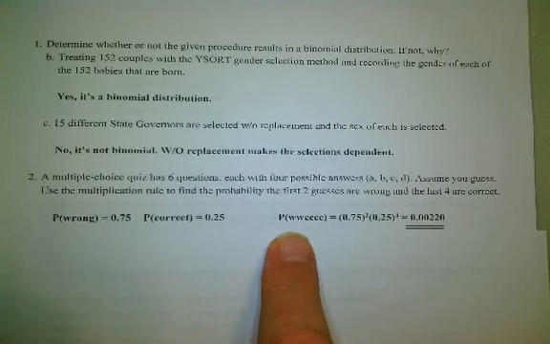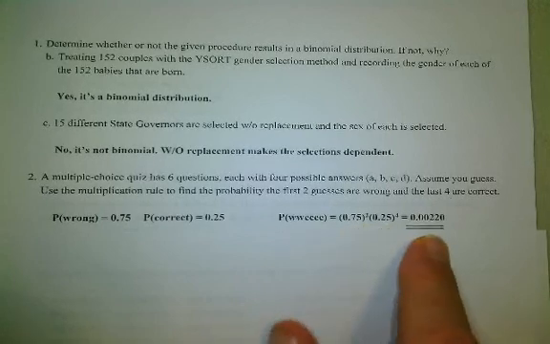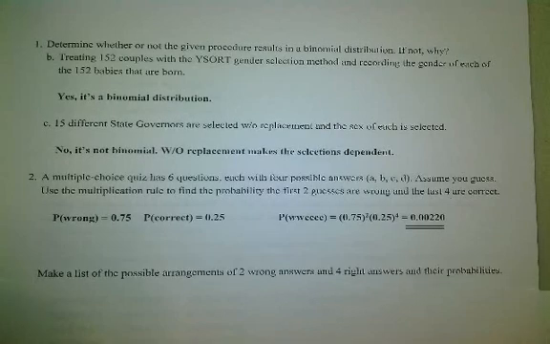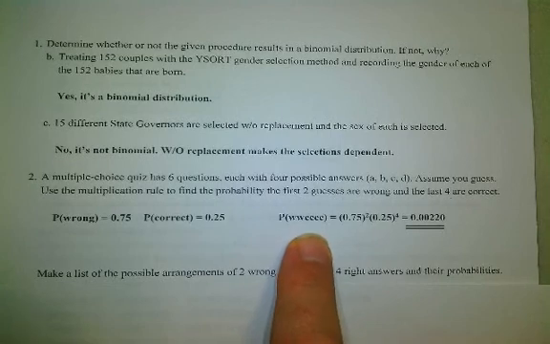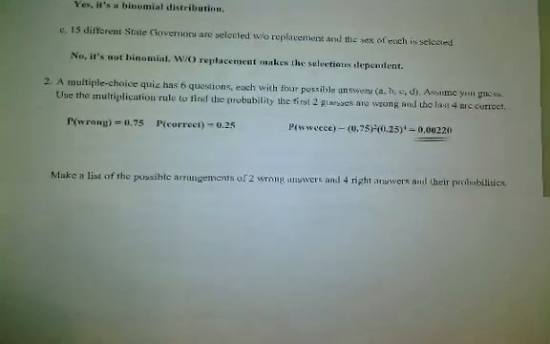And therefore, the probability of having 2 wrong guesses and then 4 correct guesses would be 0.75 squared, 0.25 to the 4th power. It would be 0.00220. Next, make a list of all the possible arrangements of 2 wrong answers and 4 right answers. This particular was the first 2 were wrong and then the other 4 were correct. But what are all the possible combinations of 2 wrong answers and 4 right answers?